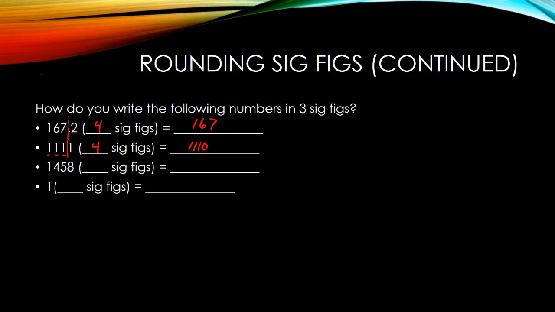Otherwise, our next example, we got 1,458. We keep the 1, we keep the 4, we keep the 5, and the 8 causes the 5 to round up. So it becomes 1,460. Last example here, we have 1, which is really only one significant figure, and we need to write it with 3. So the way that we turn fewer sig figs into more sig figs is by getting kind of creative with the use of a decimal point and zeros. So if we need to write 1 with 3 significant figures, it becomes 1.00, which now has the 3 significant figures.